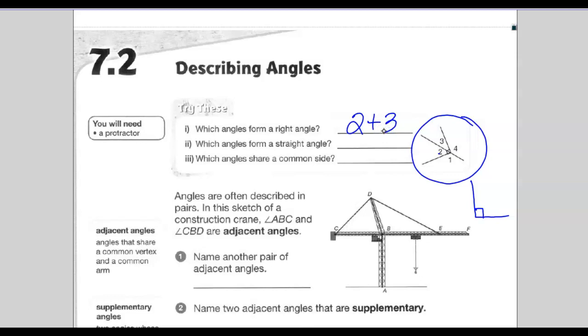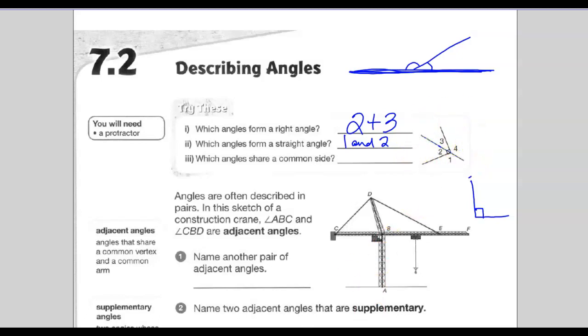Which angles form a straight angle? So a straight angle is two angles like this that form a straight line, which means they add to 180 degrees. So there's a couple of options here. We could do 1 and 2 because there's a straight line. So 1 and 2, or we could do 3 and 4. And so 3 and 4 are the other one that works there.